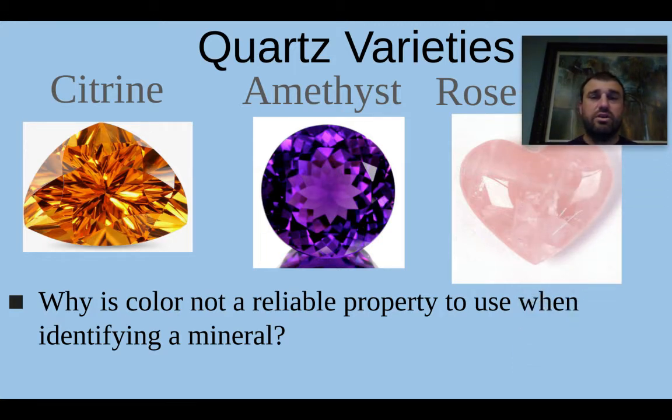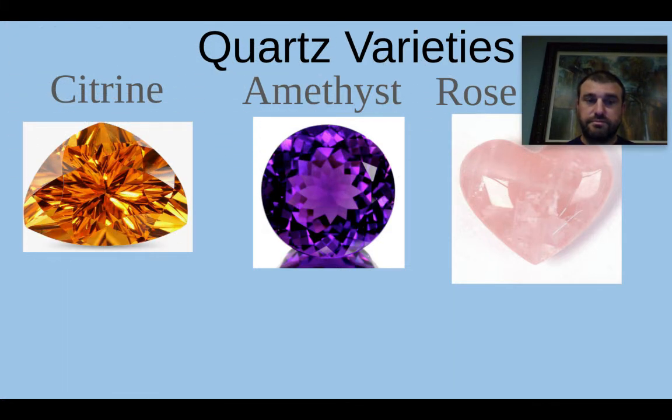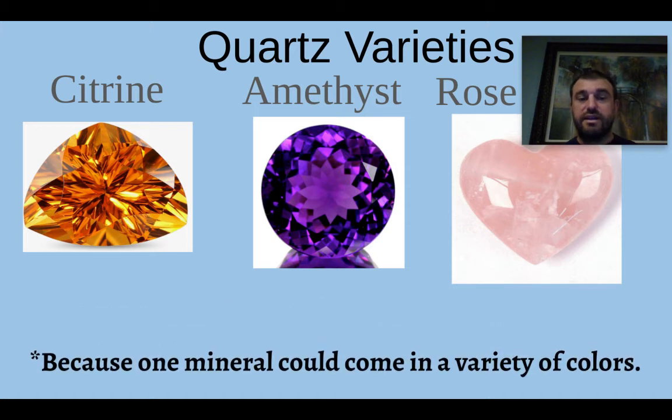So why is color not a reliable property to use when identifying a mineral? Can you say what color quartz is? No. So color is the worst property to use if you're trying to identify something. And the reason behind that is because one mineral could come in a variety of colors. Even a diamond. There's blue diamonds, there's pink diamonds, there's black diamonds, and there's clear diamonds. So that's the answer, because one mineral could come in a variety of colors.